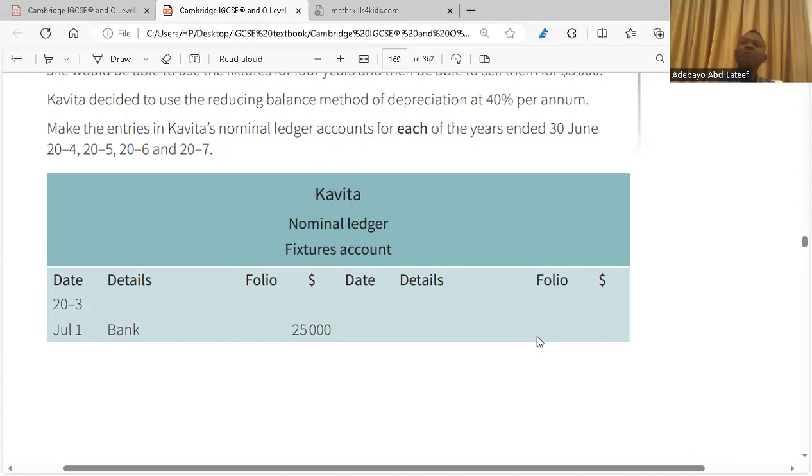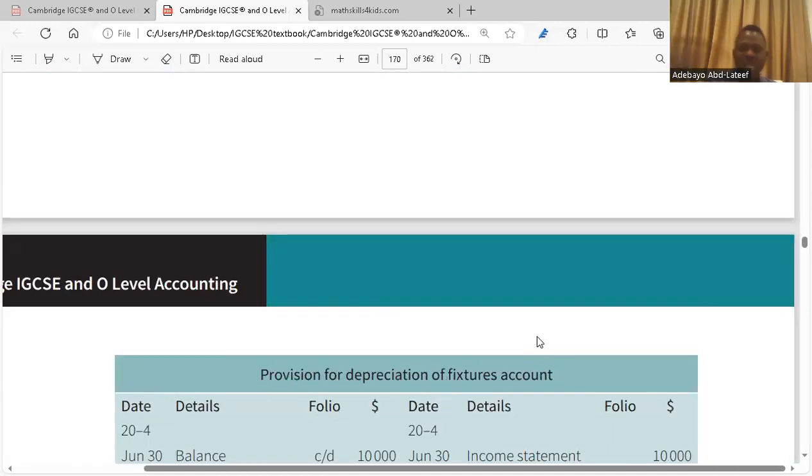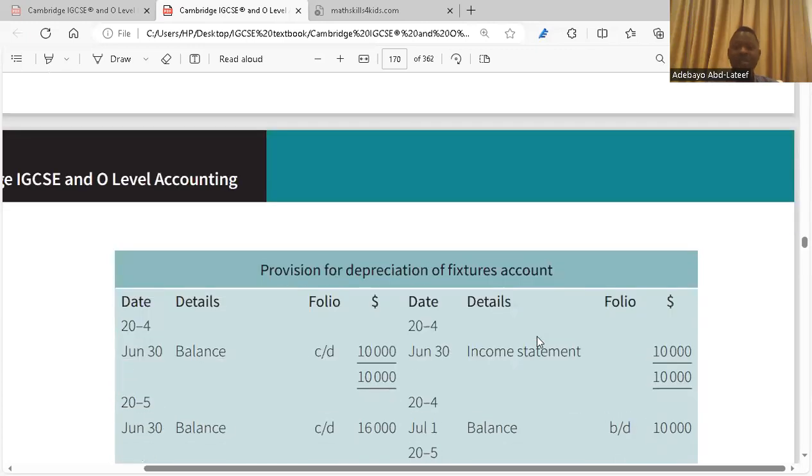So when you prepare your fixtures account, it will have a debit entry of 25,000. That's your nominal ledger. That's the first account for 25,000. Debit fixtures, credit bank. Now you have to prepare your provision for depreciation account. Your provision for depreciation account will have the income statement.